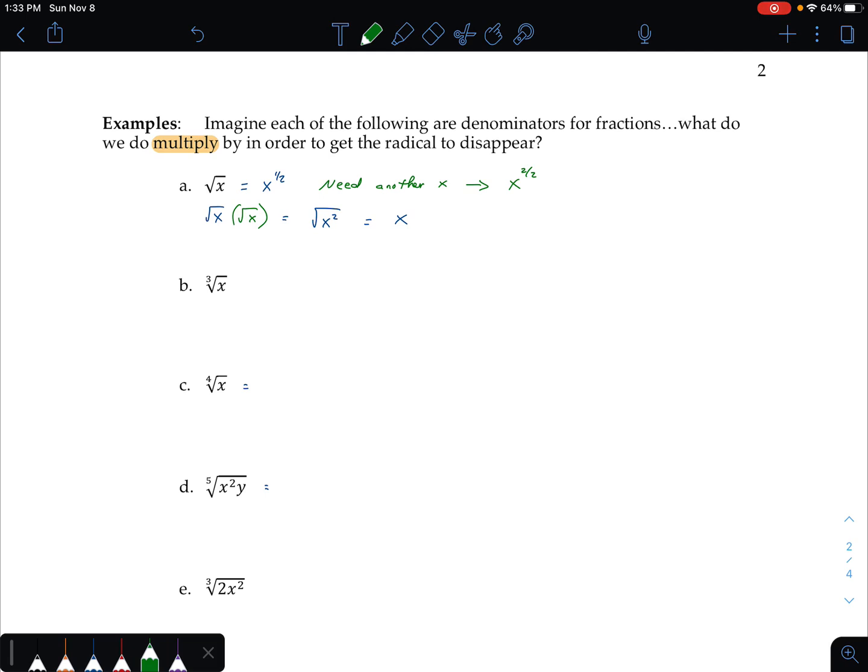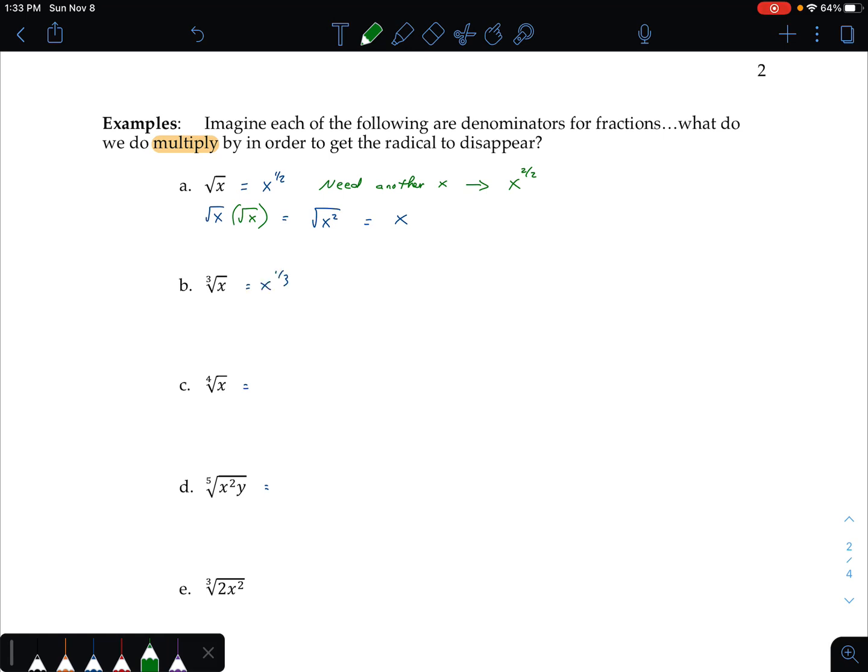Right? So we're multiplying by a number so that the power of my radicand, the variable in the radicand, matches the index. That's the whole goal, and we're multiplying every time.